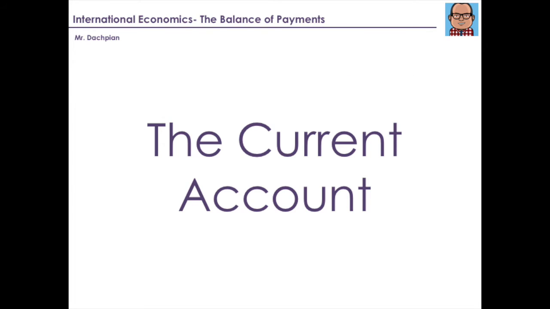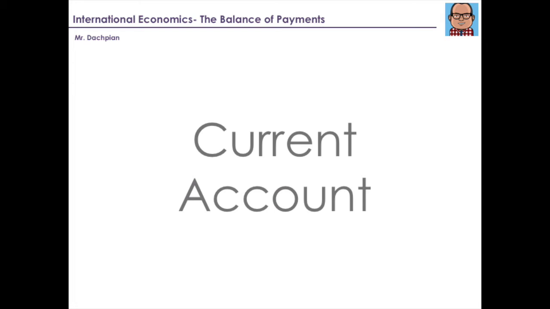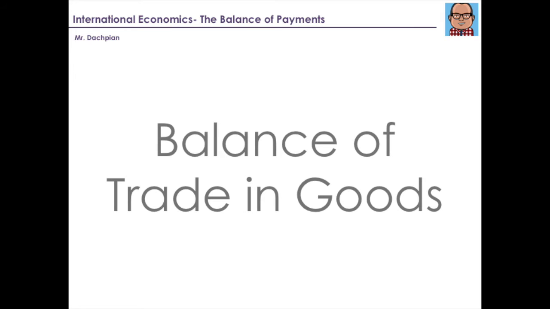The current account is a record of all exports and imports of goods and services, plus its net investment income from overseas assets and the net balance of transfers made between countries by individuals and governments. The account is usually reported per year. There are 4 components of the current account. Balance of trade in goods.